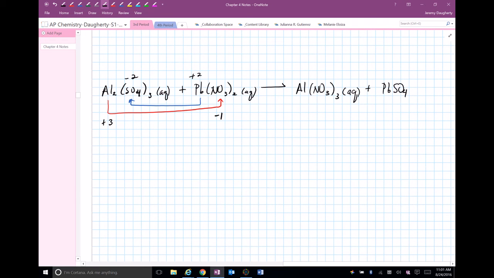Solid, liquid, gas, or aqueous? Solid in this case. And then we just got to balance it. So I'm going to put a 2 in front of this and a 3 in front of there. And that's going to balance the nitrates. They each have 6 now. And then I think I'm just going to put a 3 in front of here. And I should be in good shape.